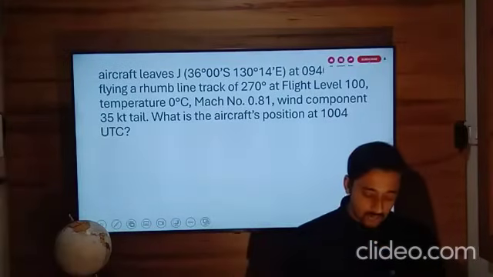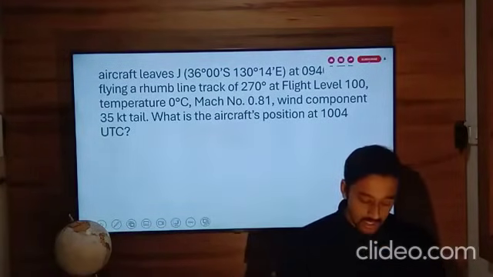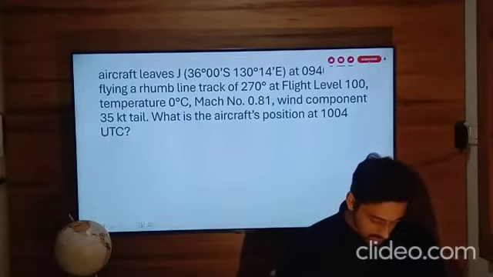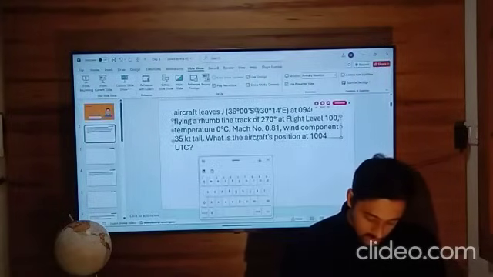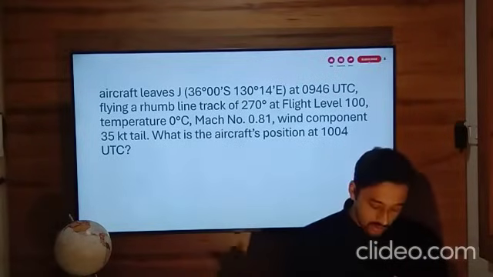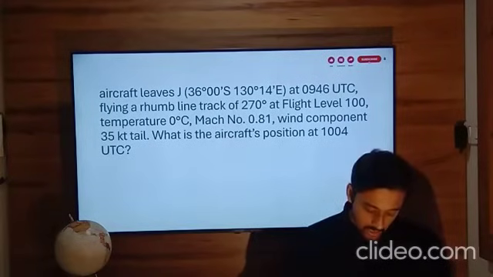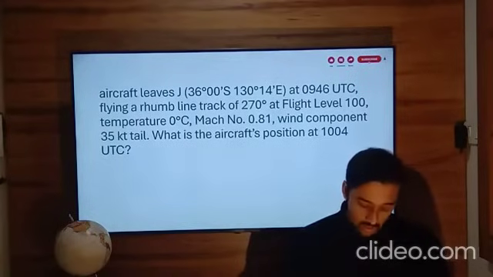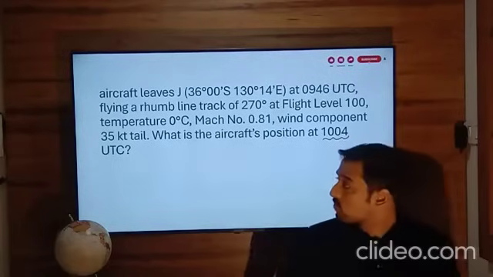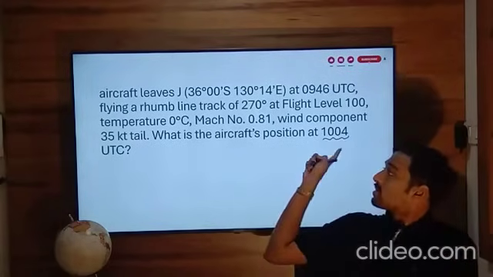It says an aircraft leaves location Juliet J from 36 south 130 degrees 14 minutes east at 0946 UTC, flying a rhumb line track of 270, a flight level of 100, temperature of 0 degrees, Mach number of 0.81, wind component we have tailwind, and you have to find the aircraft position at 10:04 UTC.